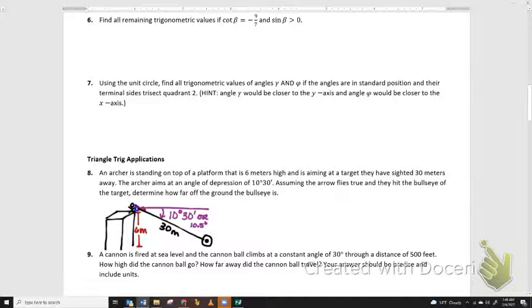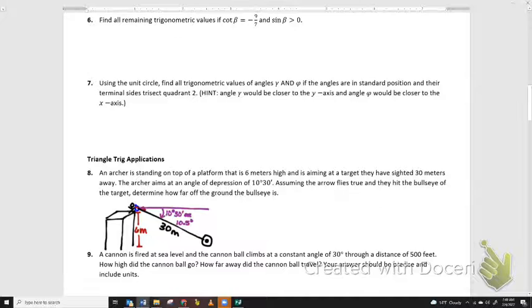What is it that I'm wanting to know in the problem? How far off the ground the bullseye is. The bullseye is like in the center of the target, right? So even if the target itself was on the ground, is the bullseye going to be on the ground? No. The bullseye is going to be somewhere up off the ground because we have this round target and then the bullseye is in the center.